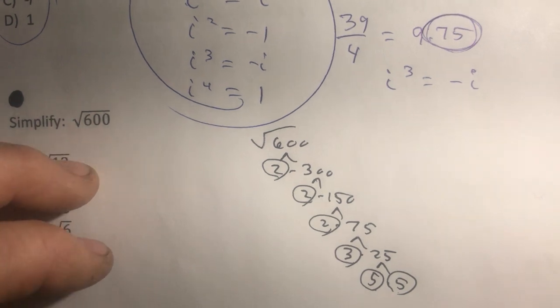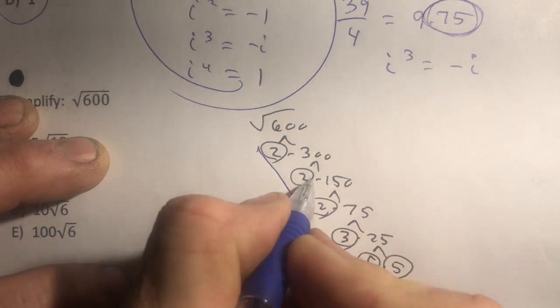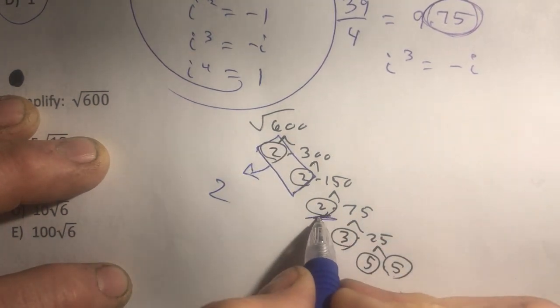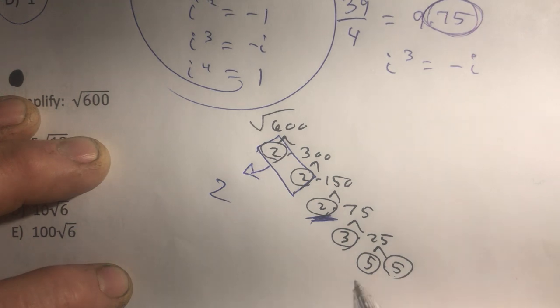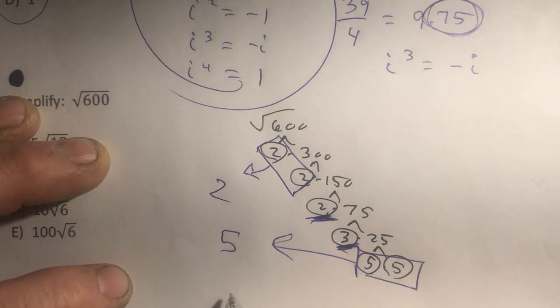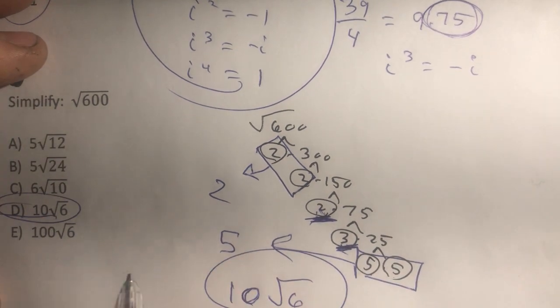Now look at just the circled ones. Okay, now just like we did a while ago, these twos pair up. It sends a 2 out. This 2's stuck, he doesn't have a partner. This 3 is stuck, he doesn't have a partner. But look here, here's 2 5s, that sends a 5 out. So 2 times 5 comes out, that's a 10. But these 2 are stuck, so 2 times 3 would be 6 stuck in the radical, and 10 radical 6 right there.